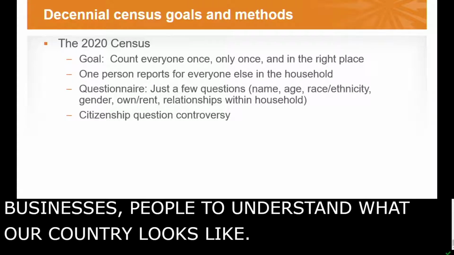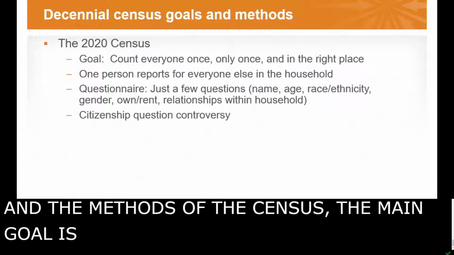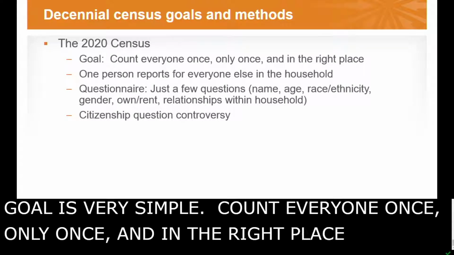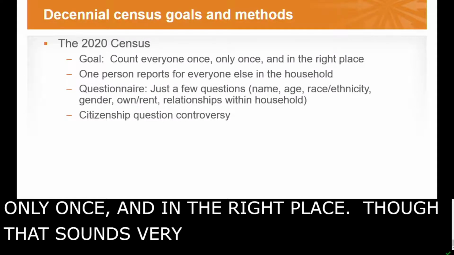What are the goals and the methods of the census? Well, the main goal is very simple. Count everyone once, only once, and in the right place. So that sounds very simple. It can be complex. People, if you think about it.